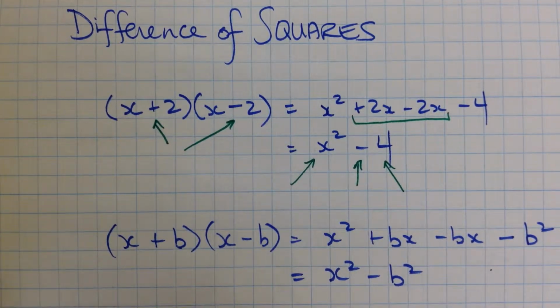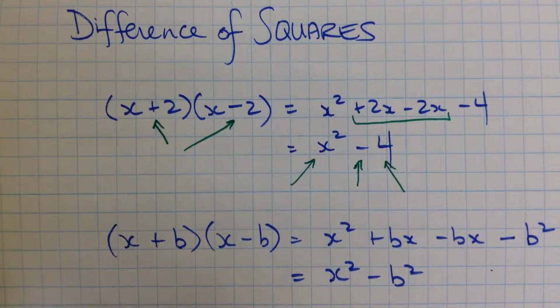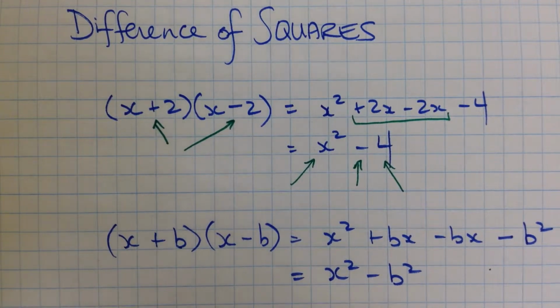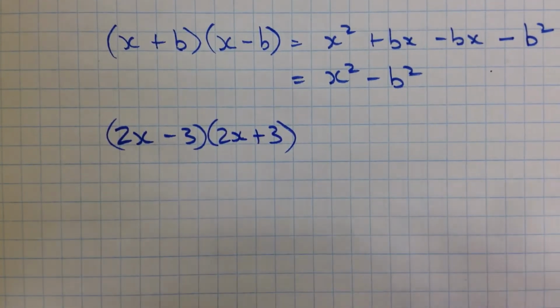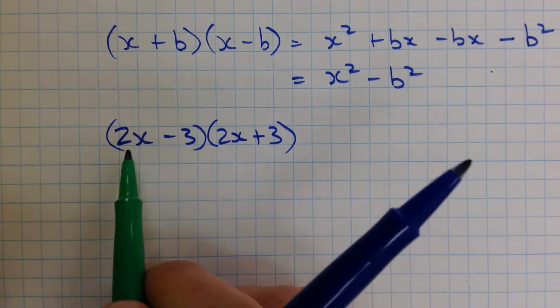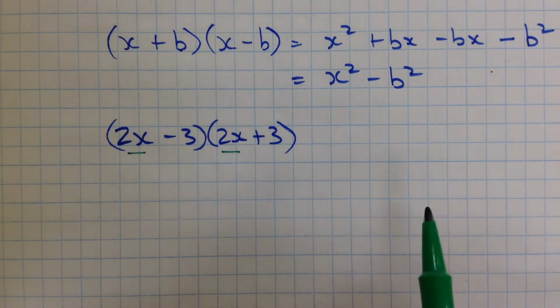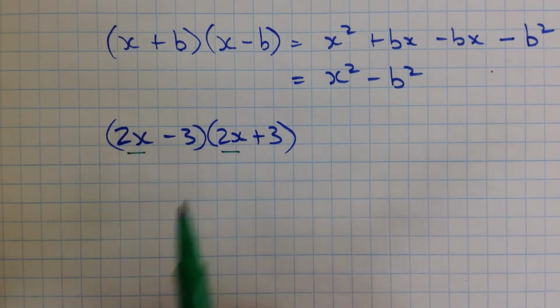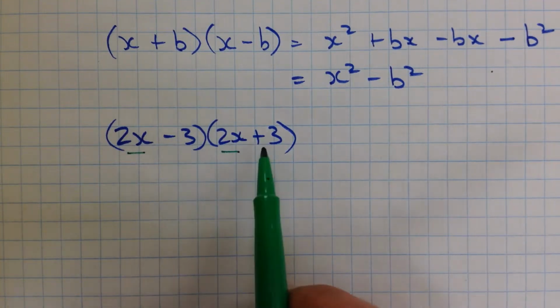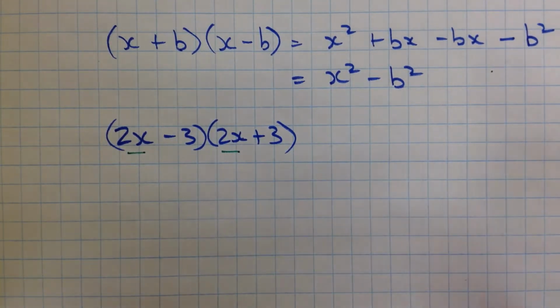And so let's try something larger. We'll do 2x minus 3 and 2x plus 3. Oh, sorry about that. So I have the same situation here. The same number or expression term is here at the front of each binomial, and then the back half of each binomial I've got minus something and plus that same thing.